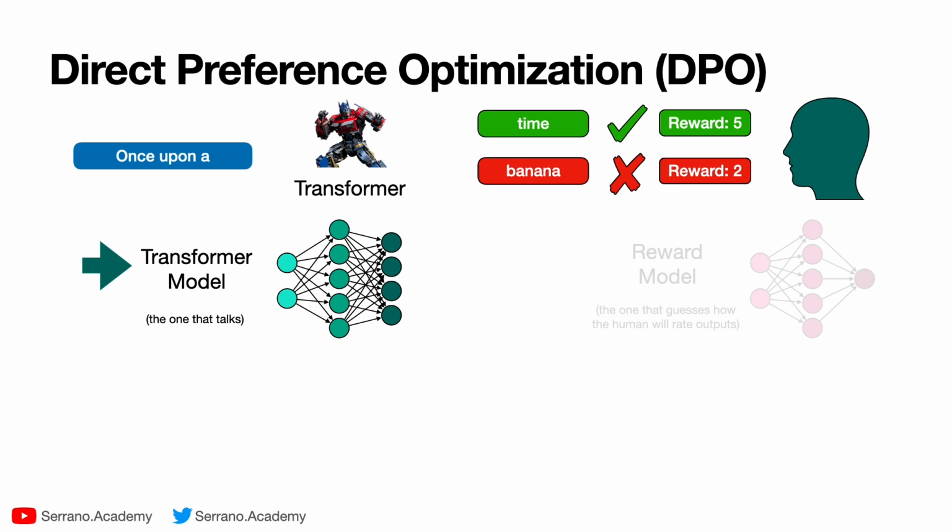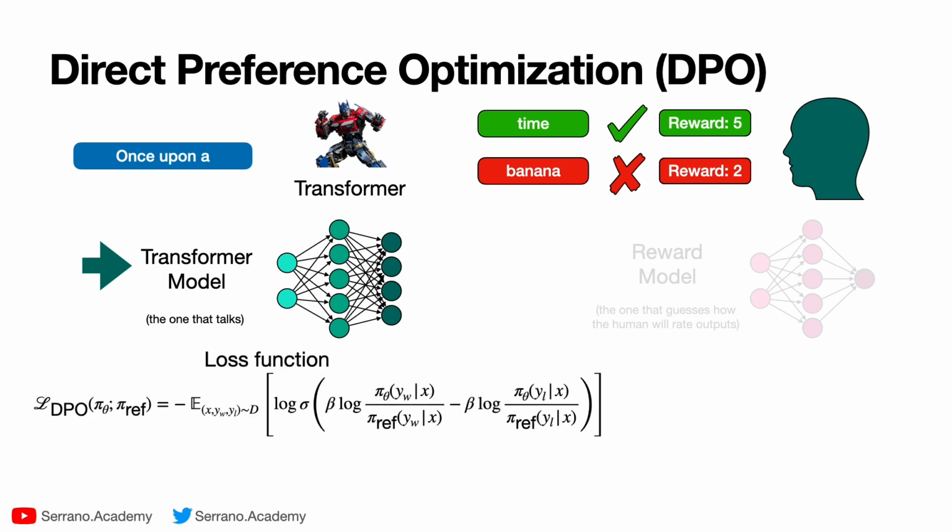It actually embeds the reward function inside the transformer model loss function. And I'll elaborate on that. So here is the loss function of the transformer model. Notice a few things. This pi over here is the probability of the response Y given the input X. So it's a probability that you would output time or output banana given that the input is once upon a. And those pi come from the transformer model.